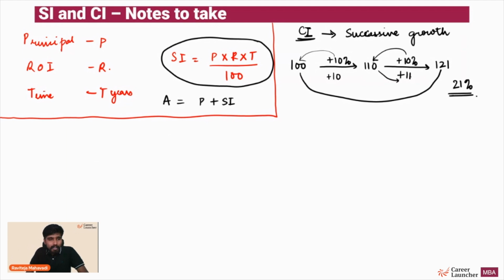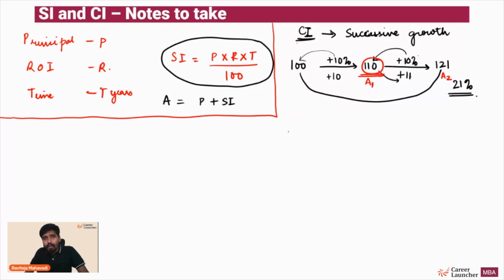What is important over here is that for the second year, or for the second time, the base of calculation itself is the amount after the first time. This is the amount after the first time, and this is the amount after the second time you have increased it. So the base of calculation for the second term itself is the amount after the first term. That is something that you need to keep in mind. So interest is applicable not only over the initial principal, it is also applicable over the interest that is accrued. And that is how compound interest is a little more lethal than simple interest is.